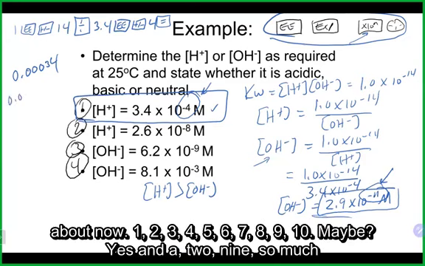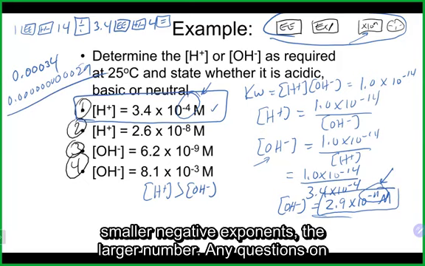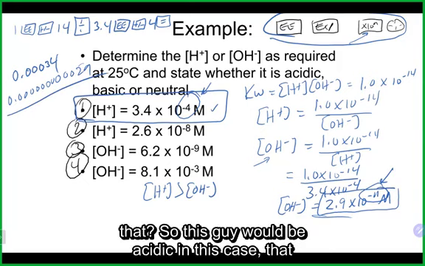I'm going to regret it right about now. 1, 2, 3, 4, 5, 6, 7, 8, 9, 10 maybe. Yes. And a 2, 9. So much smaller number. Yes. Again, comparing negative exponents, smaller negative exponent is a larger number. Any questions on that? So this guy would be acidic in this case, that solution.